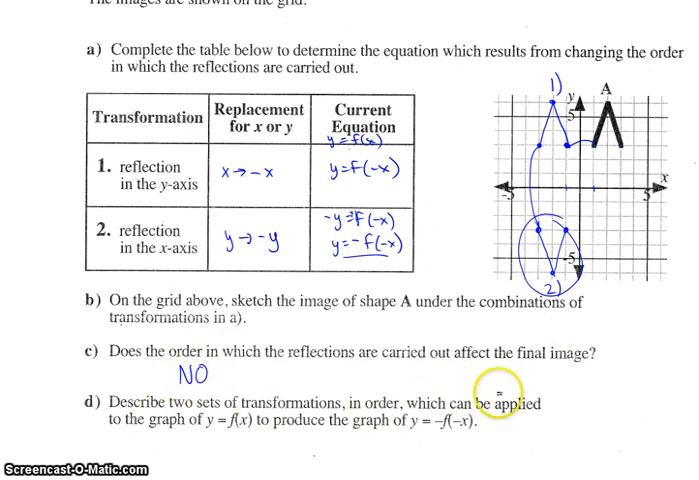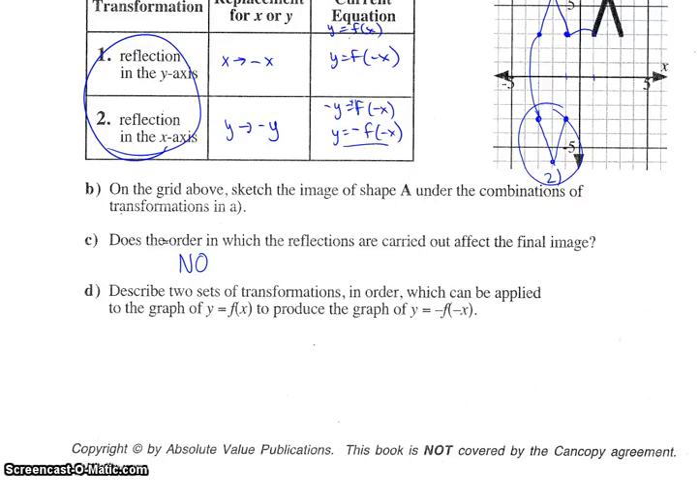Describe two sets of transformations in order which can be applied to the graph of y equals f of x to produce the graph of y equals negative f of negative x. So they're talking about basically these two transformations: reflection in the y-axis and reflection in the x-axis, or switch the order, reflection in the x-axis and reflection in the y-axis. Okay, let's look at the next page.